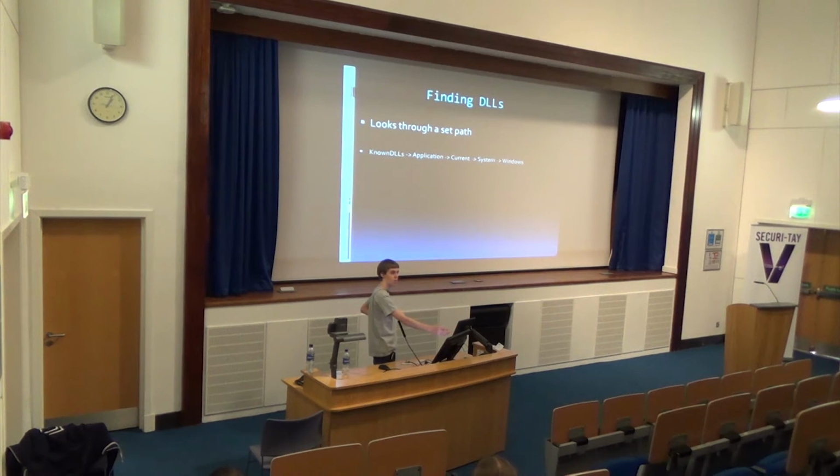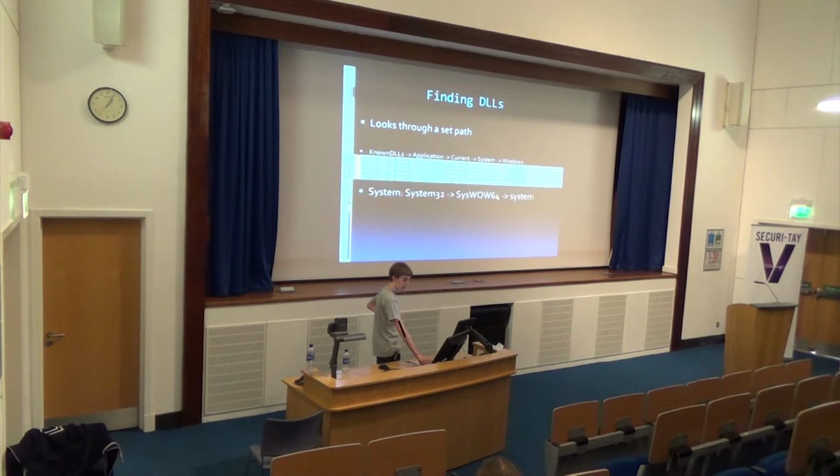I mean, this is before Windows XP Service Pack 2, which put in some mitigations against this. But it would look through the current folder where you've opened the calling application from. Then it looks through the system folders, so System32, syswow64, and then system. And then it looks in the actual Windows folder on the C drive. So, annoyingly, you've got System32, which is the 64-bit folder, and you've got syswow64, which is the 32-bit folder.